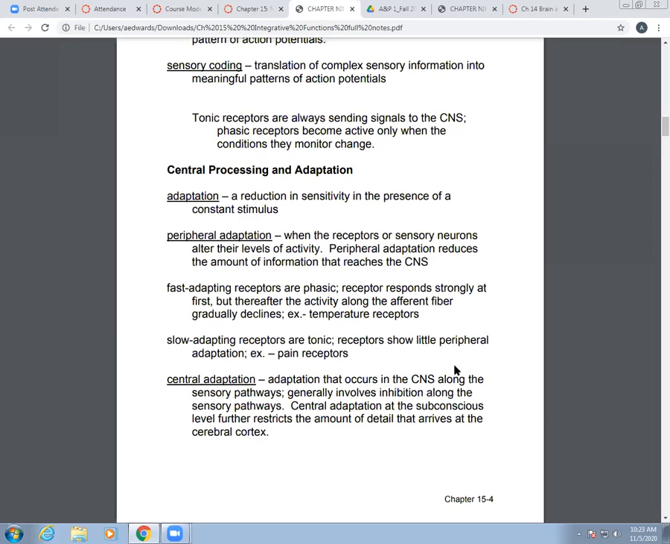Okay, more about processing and adaptation. So adaptation just means, in this case, reducing the sensitivity once a stimulus is present all the time. So it's kind of like, people talk about addictive drugs, people that are on those, that they get stimulated from that, but getting the same stimulus over time, they don't get the same response.